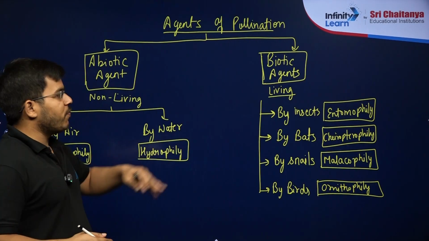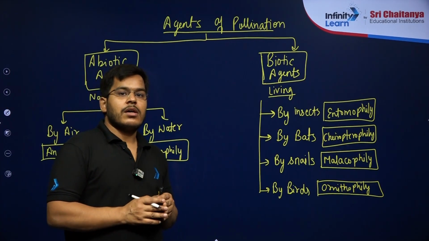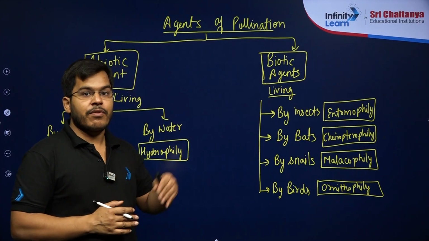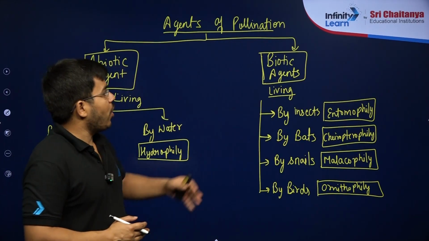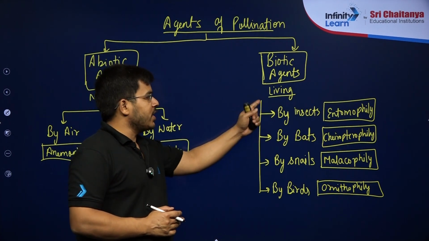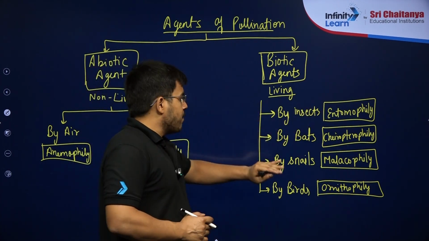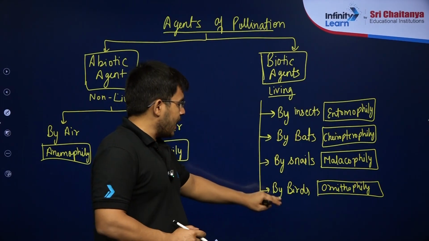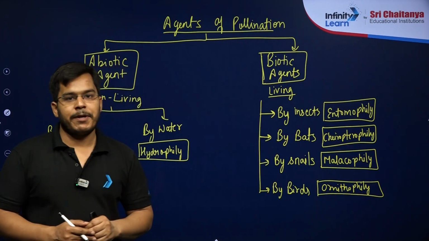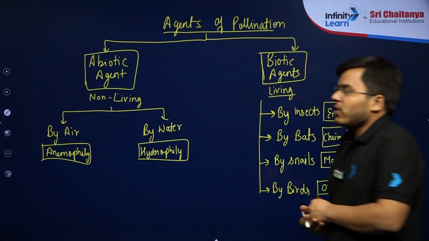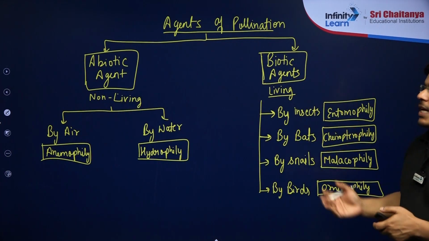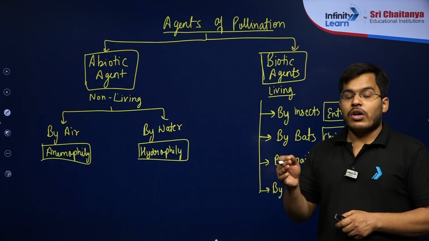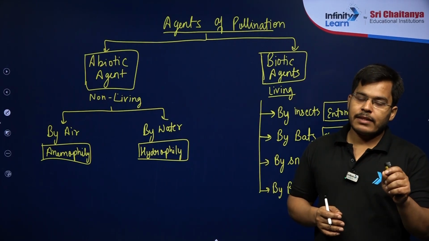So students, these are going to be 4 important animals that will be helping in the transport of pollen grain from anther to the stigma, and all are going to be your biotic or living agents. By insects, entomophily; by bats, chiropterophily; by snails, malacophily; and by birds, it is going to be ornithophily. Okay, so students, in this session we talked about agents of pollination that will be helping in the movement of pollen grains from the male part anther to the female part stigma.